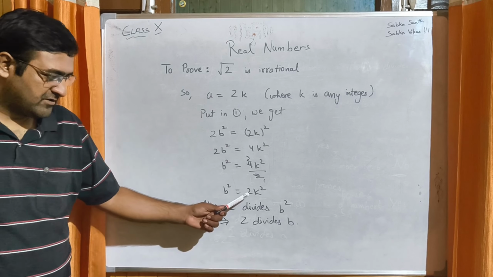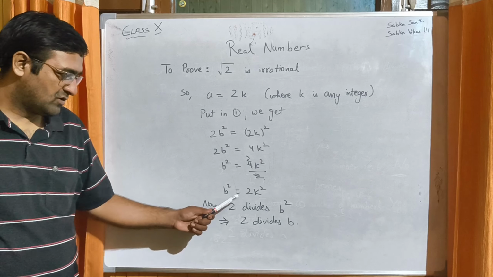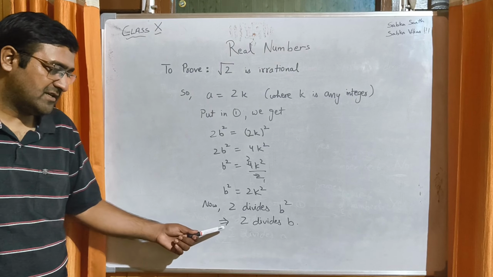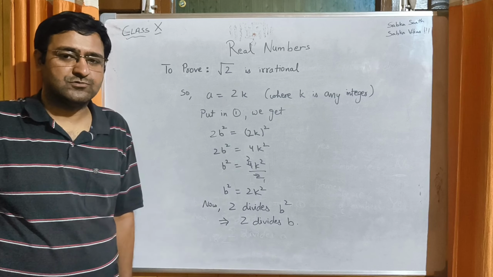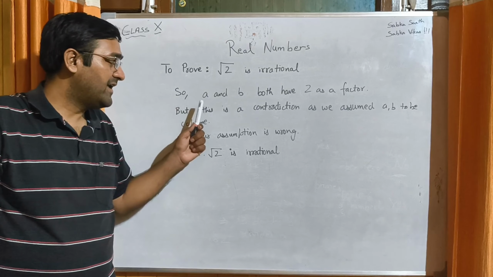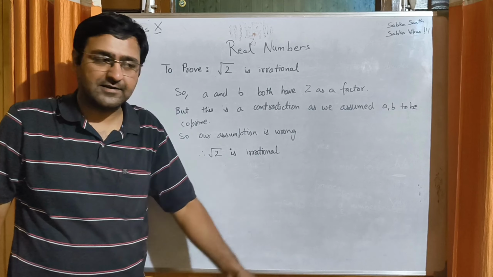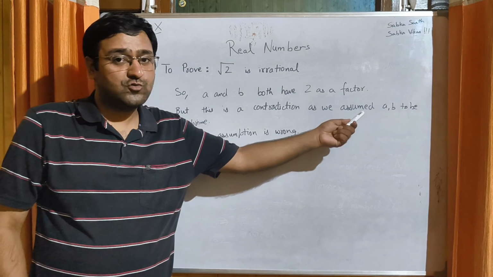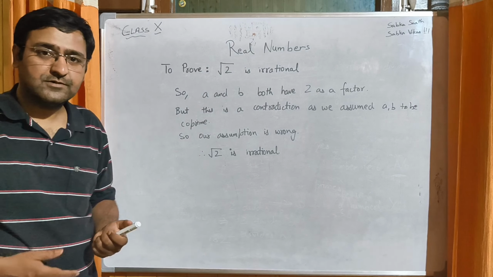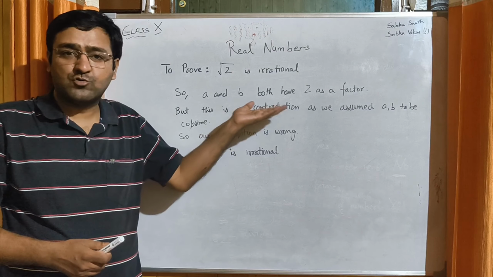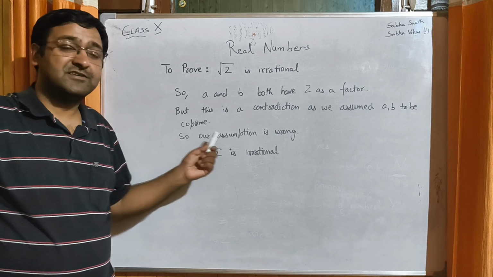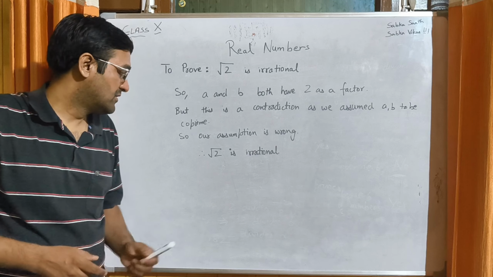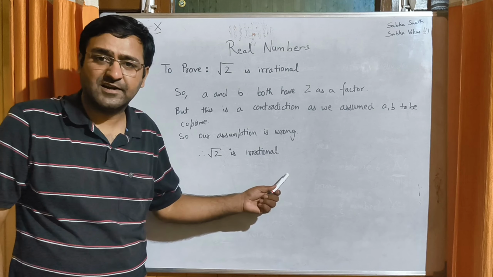Now again here if we transpose 2 from this side to this side, it will divide b square. So if 2 divides b square, then from the theorem again we can say that 2 will divide b also. So we can see now that a and b both have 2 as a factor. So this is a contradiction, because we assumed earlier that a and b are co-prime. If they were co-prime, how can they have 2 as the same factor? So our assumption initially is wrong. That we assumed under root 2 is rational is wrong. So therefore under root 2 is irrational.